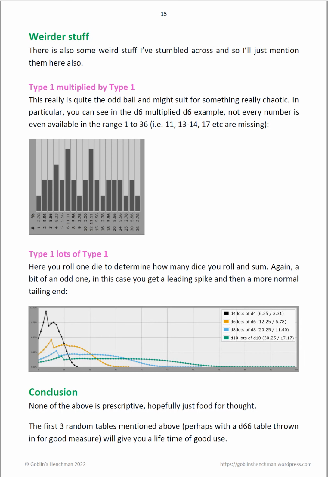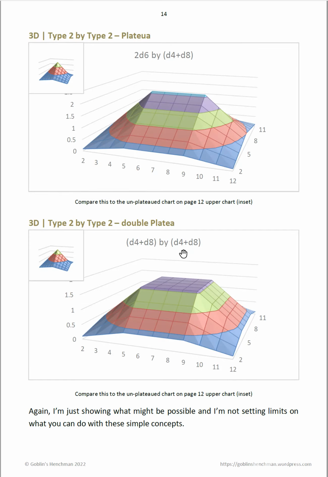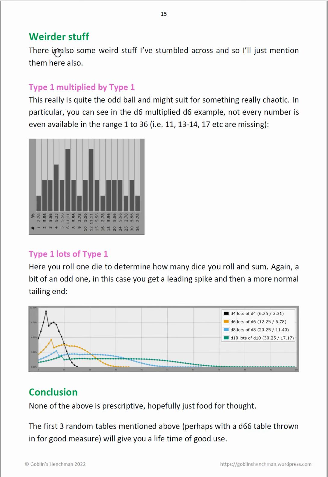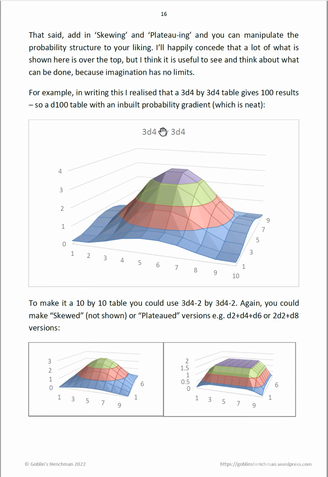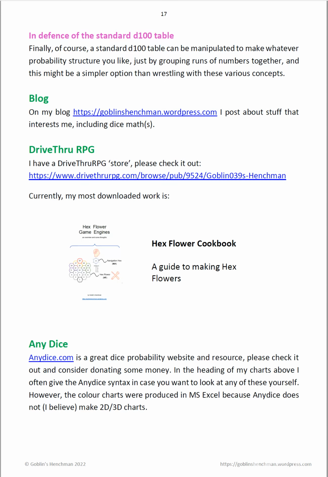Now, some of these are getting a little bit esoteric, but I think it's important to think about these things, because I don't want to put a limit on your imagination. I'll talk about some slightly more squirrely stuff, but I won't dwell on that. This is interesting. This is a d100 table. We use a 3d4 by 3d4. I've always wanted a bell-shaped curve for a d100, although it's a bit extreme. Again, plateauing can happen.